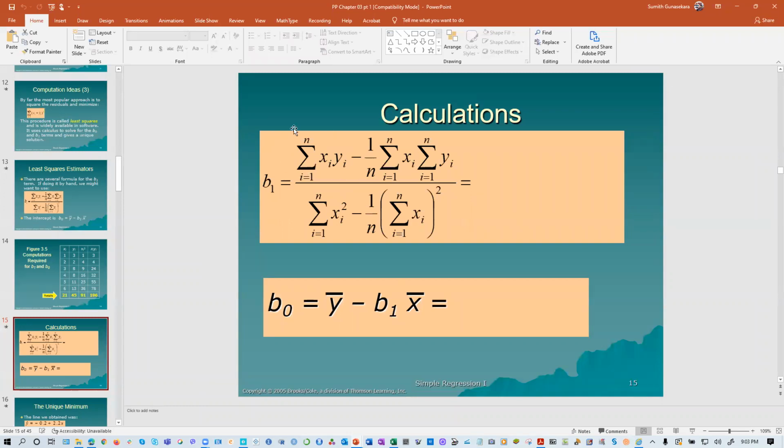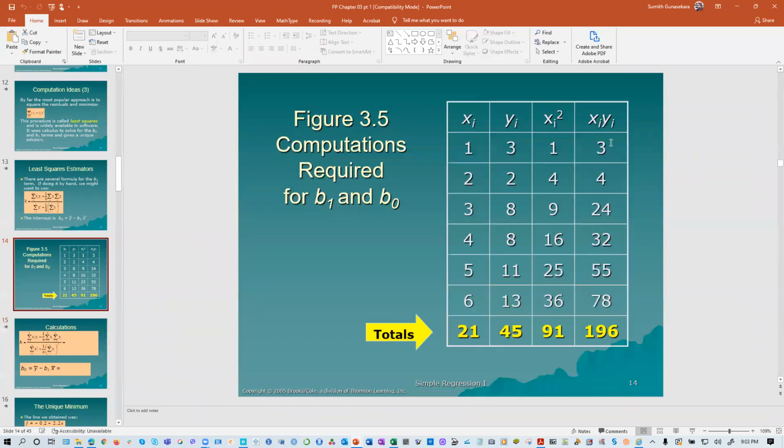And X squared, and the Y terms, X terms, and then plug into this formula. So the summation XY is 196. You multiply X and Y: 1 times 3 is 3, 2 times 2 is 4, 3 times 8 is 24, 4 times 8 is 32, 5 times 11 is 55, 6 times 13 is 78, like that. And later on, we sum them across the rows.